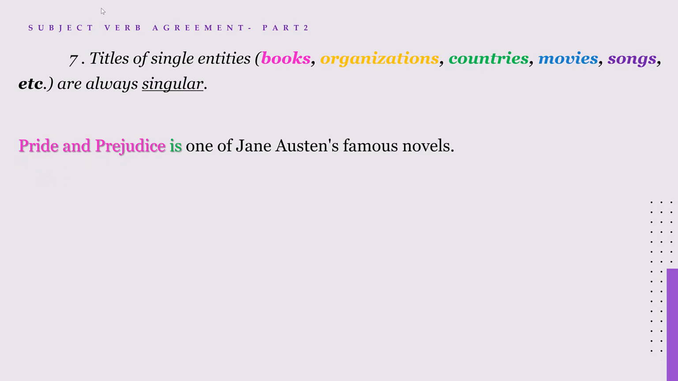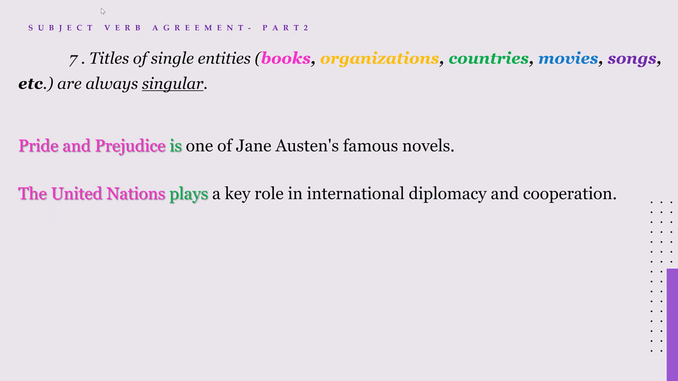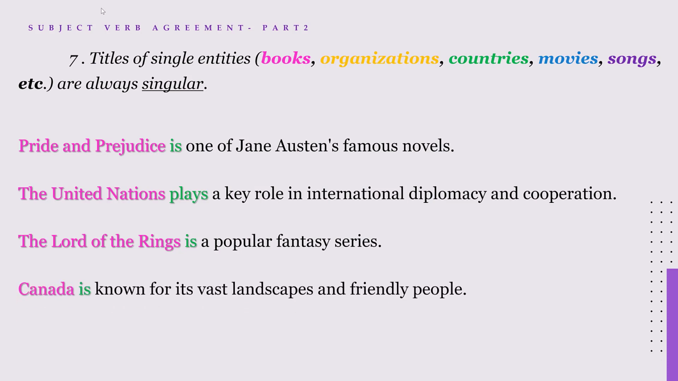Pride and Prejudice is one of Jane Austen's famous novels. The United Nations plays a key role in international diplomacy and cooperation. The Lord of the Rings is a popular fantasy series. Canada is known for its vast landscapes and friendly people. Apple Inc. is a leading technology company.